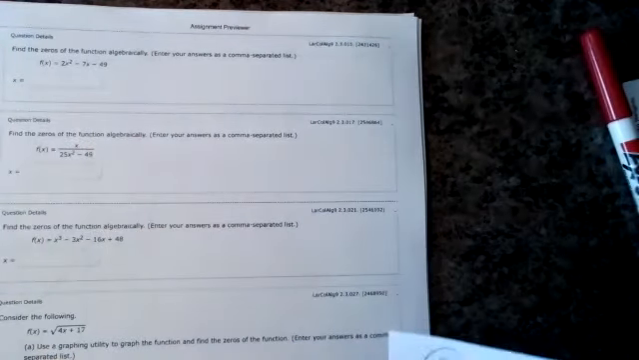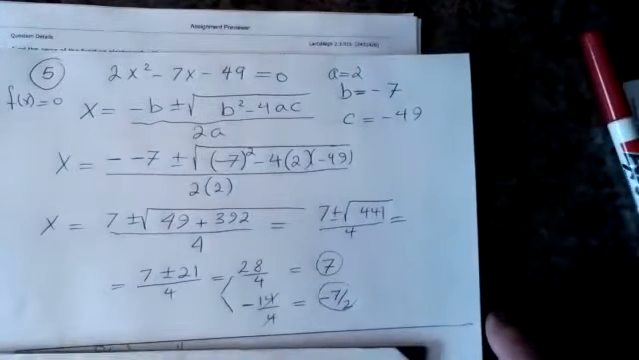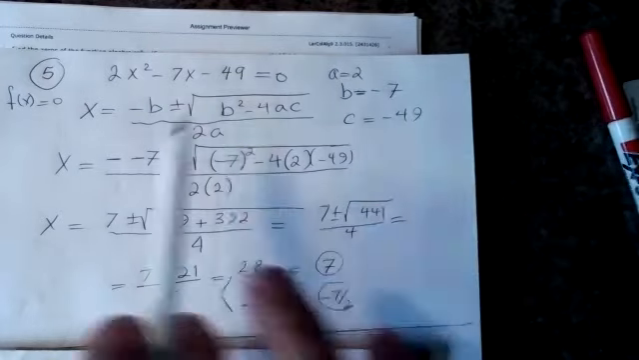Now, they are asking us to solve these equations. Find the zero of the function. Again, what does that mean, zero of the function? Zero of the function means that y has to be equal to 0, and you solve it for x. So for that problem, the best thing is to use the quadratic equation. You identify your a, b, and c.